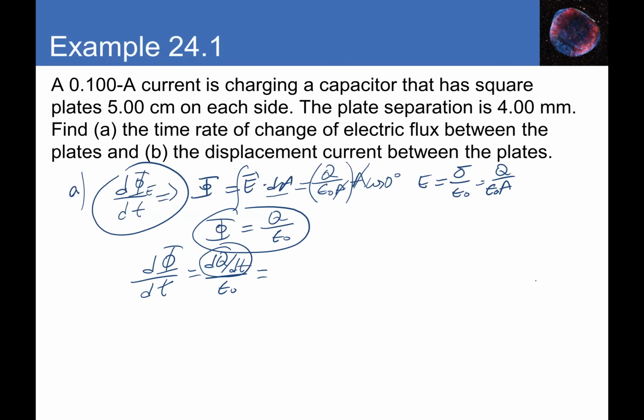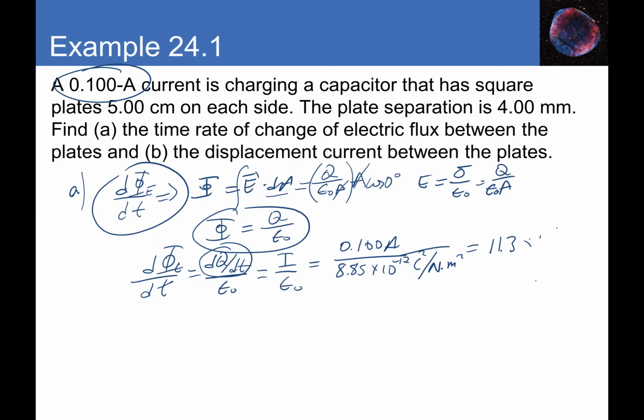If you remember, dQ/dt is the current. That means the change in electric flux as a function of time is equal to the current over epsilon naught. So we take this 0.100 amps, because we're given our current, and divide by the constant 8.85 times 10 to the negative 12 coulomb squared over newtons times meter squared. We calculate this as 11.3 times 10 to the 9 volt-meters per second. That's the unit for the changing electric flux. That is for part A, the rate of change of electric flux between the plates.